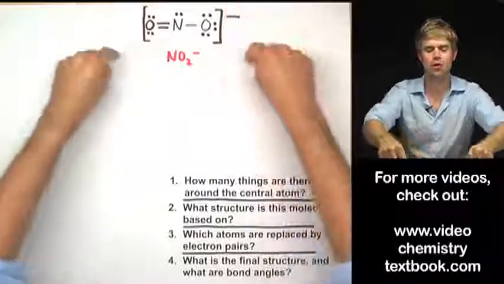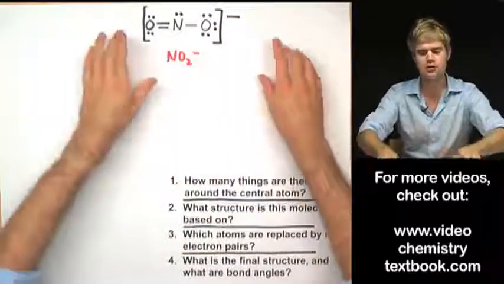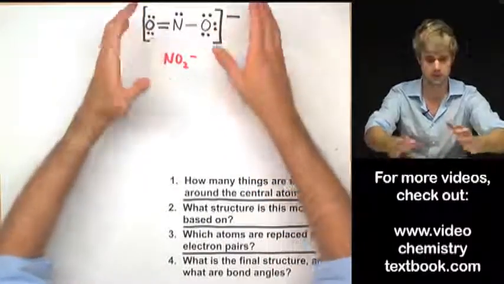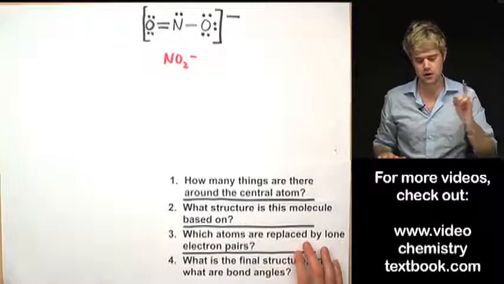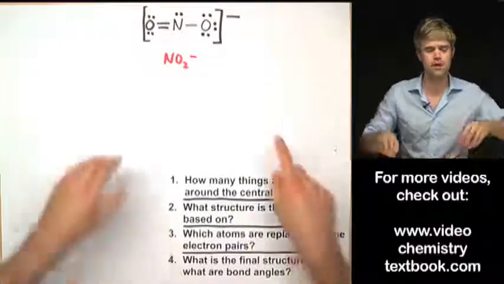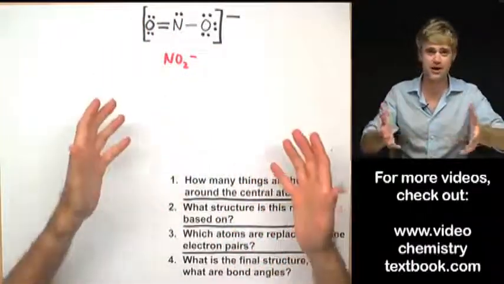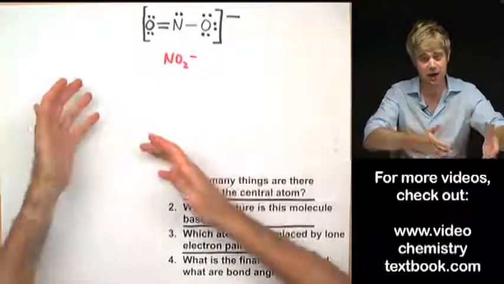NO2, and the whole thing is an ion, it has a 1- charge. Charges don't have any impact on the VSEPR shape though, so don't worry at all if you see something that has a charge. We just want to go through this thought process. Number 1, how many things are there around the central atom? So single bonds and double bonds, they count for the same. Doesn't matter what type of bond it is. All that matters is that it is a bond, okay?